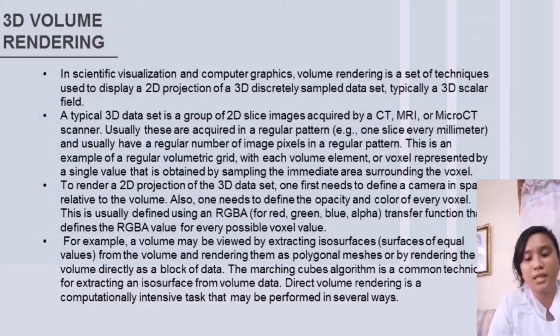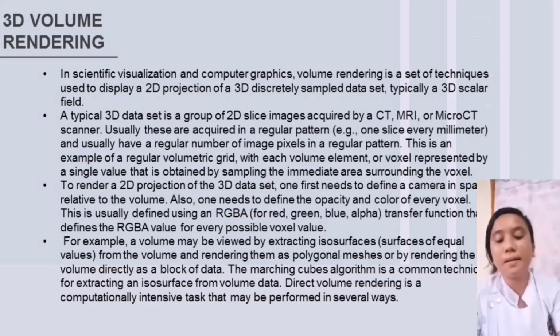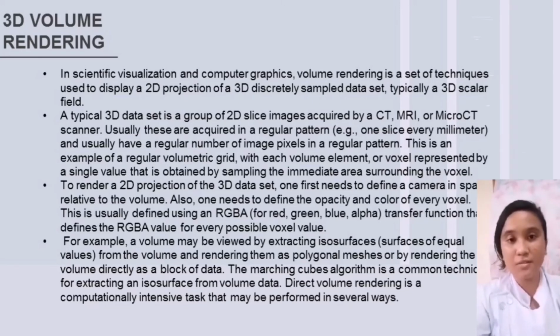An example of this is one slice every millimeter, and they usually have a regular number of image pixels in a regular pattern. This is an example of a regular volumetric grid, with each volume element, or voxel, represented by a single value that is obtained by sampling the immediate area surrounding the voxel.